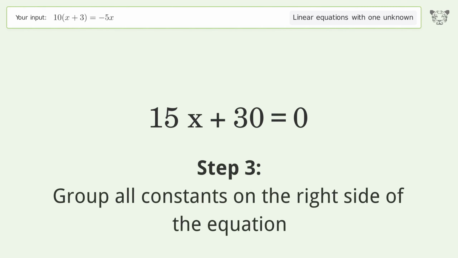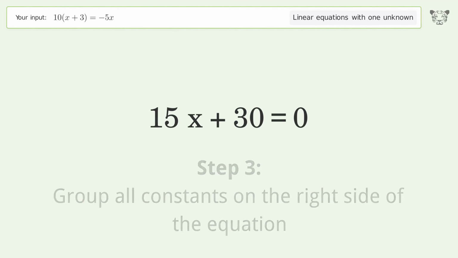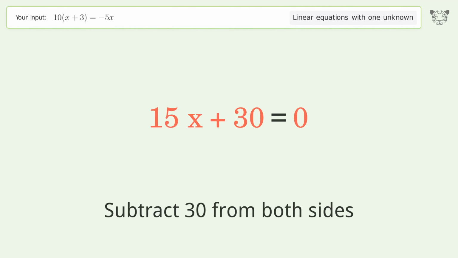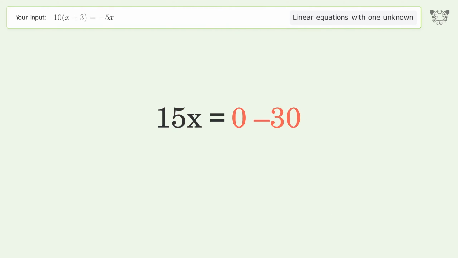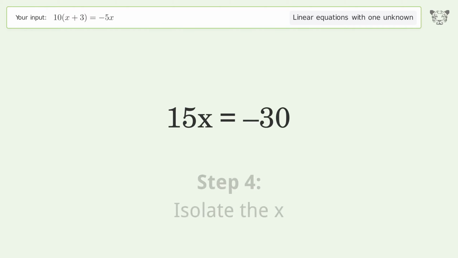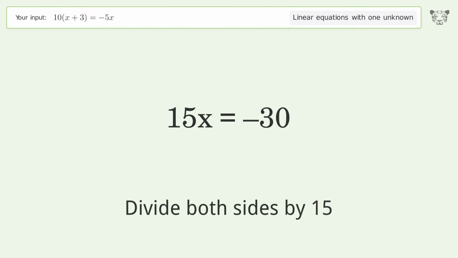Group all constants on the right side of the equation. Subtract 30 from both sides. Simplify the arithmetic. Isolate the x. Divide both sides by 15.